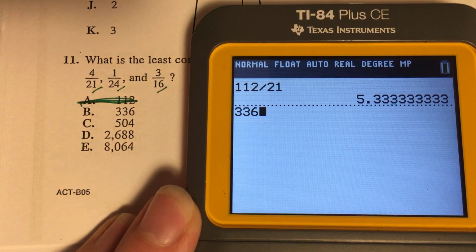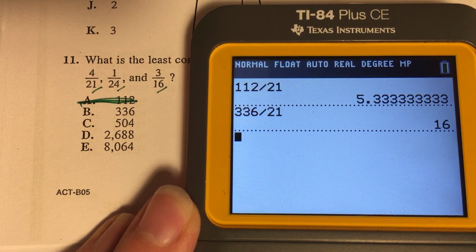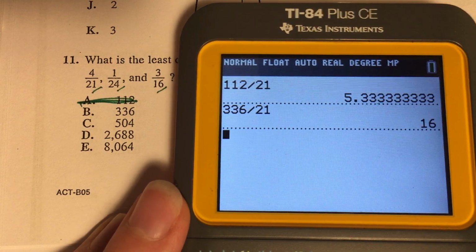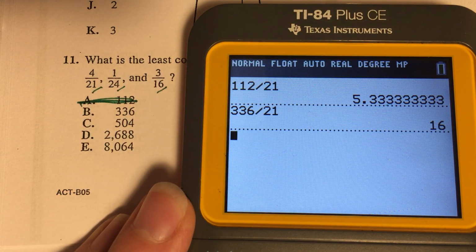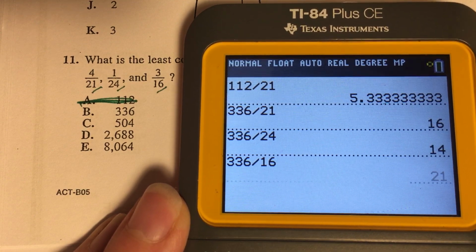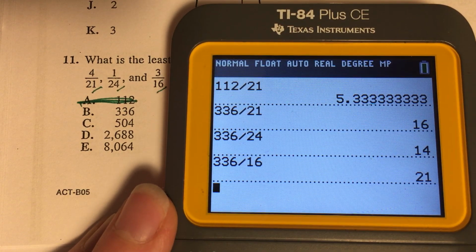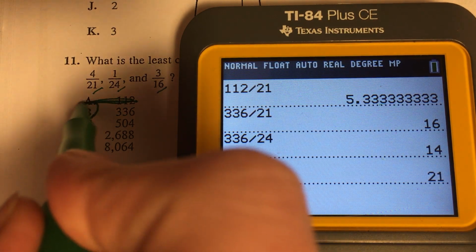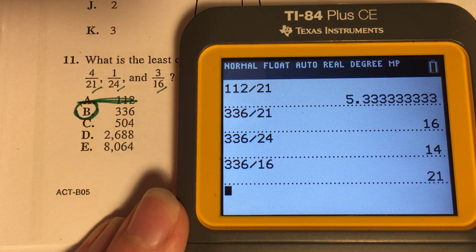So I'm going to try 336 divided by 21. I can see that that is a whole number, 16. So I'm going to try 24. 336 divided by 24. That one works there. And then 336 divided by 16. That one works there. So I can see that it works in each of these situations. So I know that B is my correct answer.